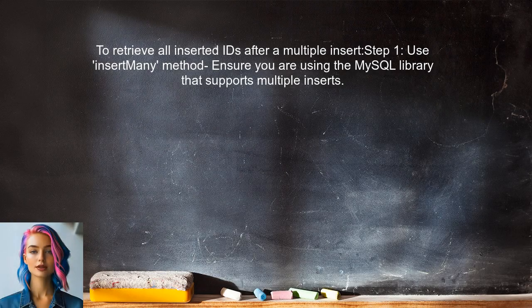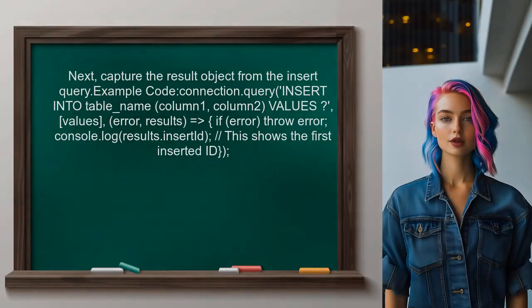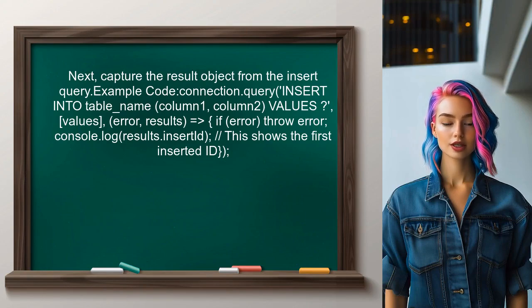To retrieve all the inserted IDs after performing a multiple insert in MySQL using Node.js, the user should first ensure they are using the correct method to execute the insert query. The user can utilize the insert many method provided by the MySQL library. Next, when executing the insert query, the user should capture the result object returned by the query. This object contains an array of the inserted IDs, which can be accessed directly.